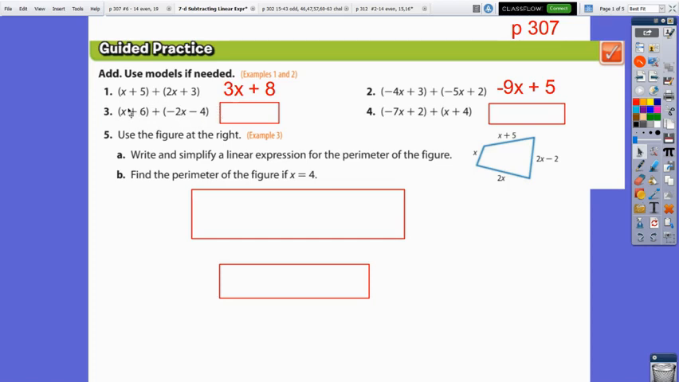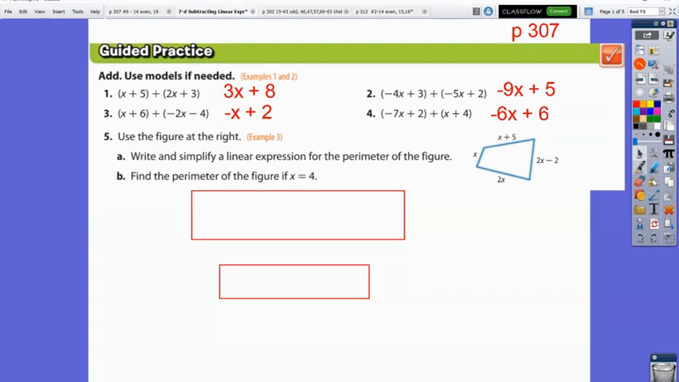And this one's going to give you negative 2x plus x is negative 1x, and 6 minus 4, 6 plus negative 4 is 2. So negative x plus 2, we don't write the invisible 1 there. You can if you want to, just not stylish. And number 4, negative 7x plus x is negative 6x plus 6.